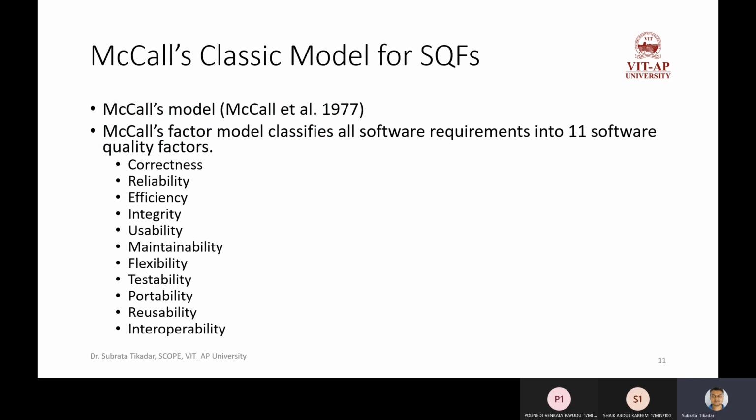As I mentioned briefly earlier, McCall's model, which was proposed by McCall et al. in 1977, is called the classic model of software quality factors. They have classified all the factors into 11 software quality factor groups: correctness, reliability, efficiency, integrity, usability, maintainability, flexibility, testability, portability, reusability, and interoperability.